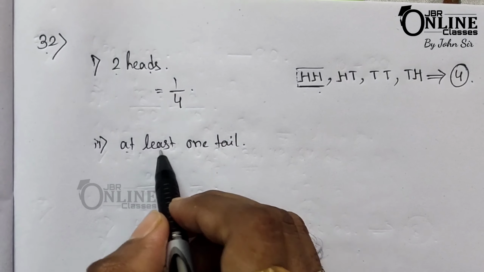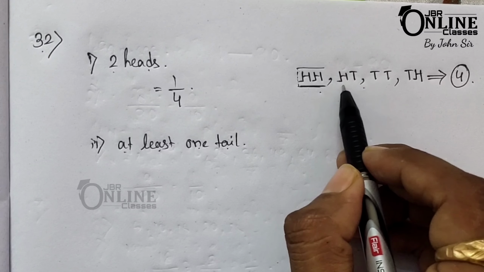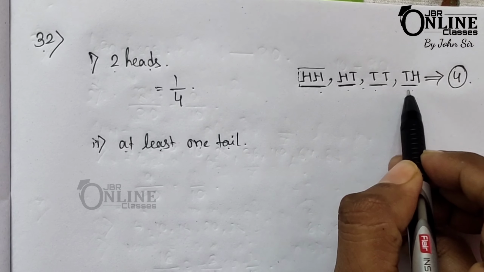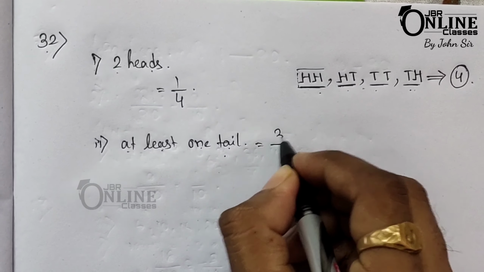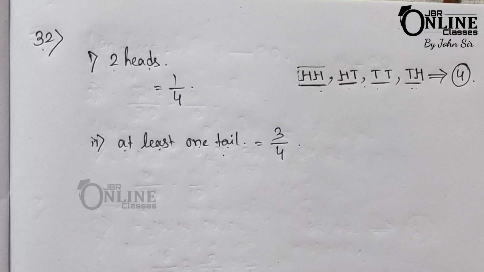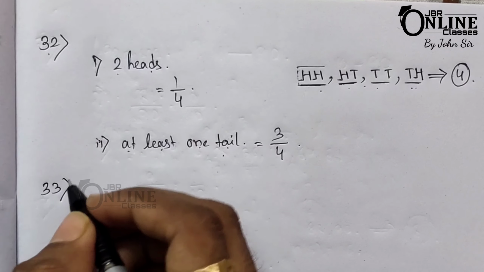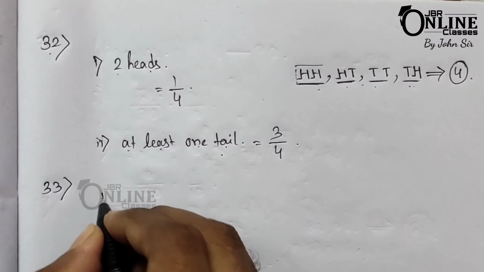Now next, at least 1 tail. So from the possible outcomes, these 3, head tail, tail tail and tail head, contain 1 tail. So the probability is 3 by 4. Now sum number 33. In sum number 33, two different coins are tossed simultaneously. Find the probability of getting two tails.